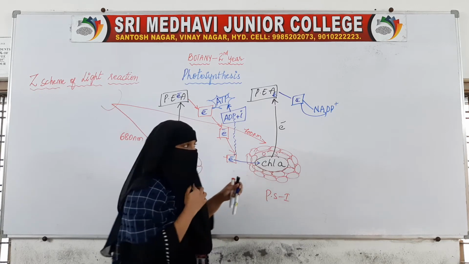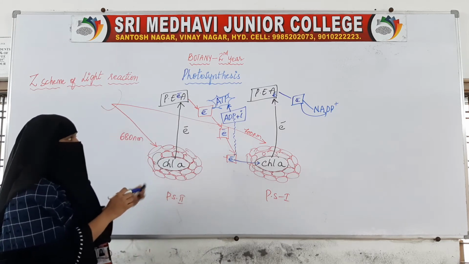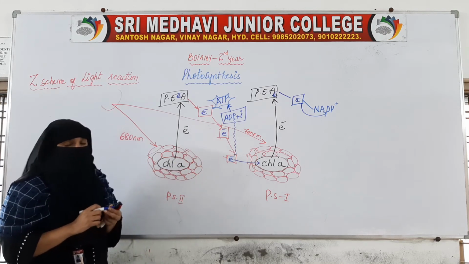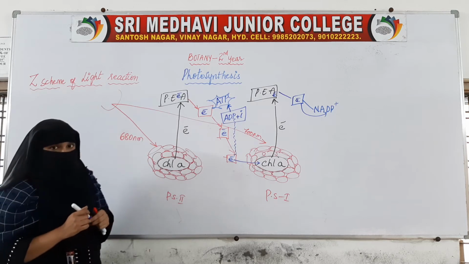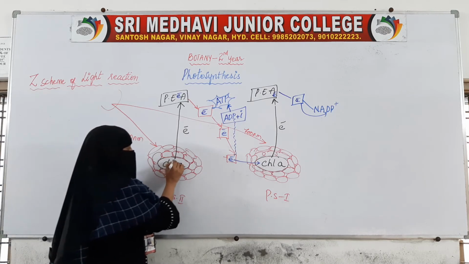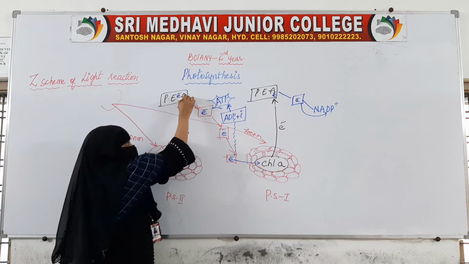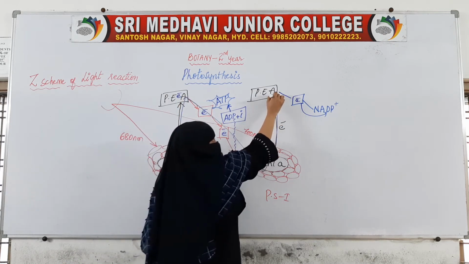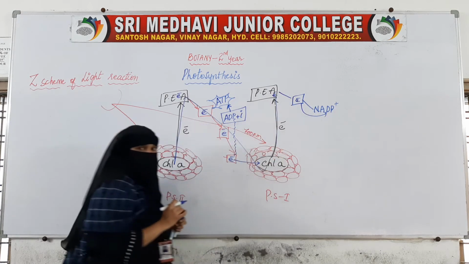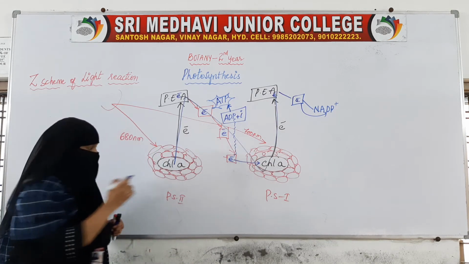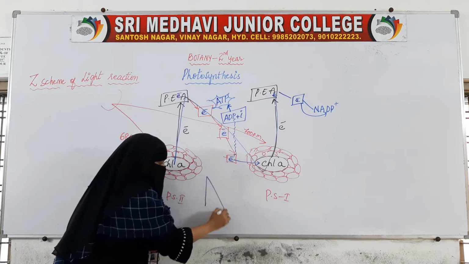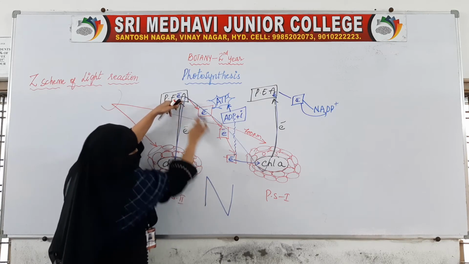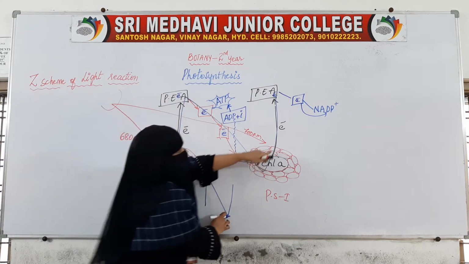So now what happens is, this one is called the Z scheme of light reaction. So how is it happening? This is passing to this and then here. It will finally be accepted by the oxidizing agent. So what we have got is this, this and this. This one is coming down the hill, then again going up.